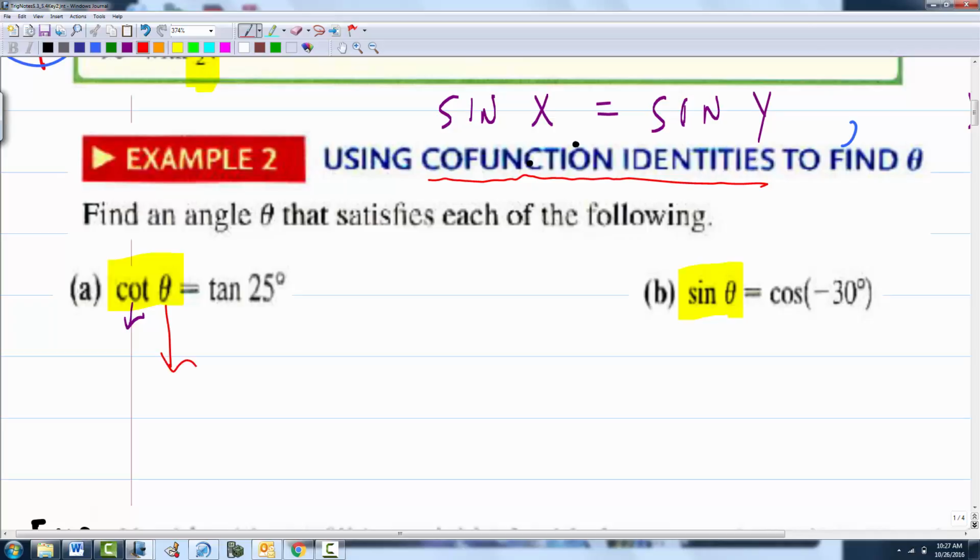So what's the answer for theta? What's theta got to be? 65. It's simple. These have to be complements. Ooh, this one's not so simple. What's theta have to be for this one? Not 60. Huh? I couldn't hear you. It's 120. What's 120 plus negative 30? 90. They're complements. So these are Mickey Mouse examples to start off with.